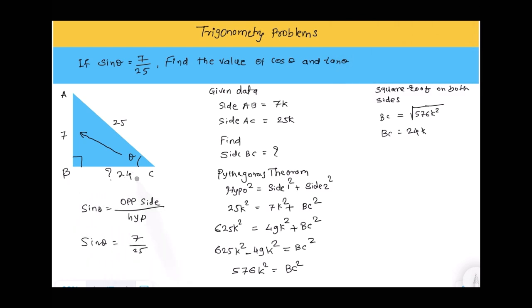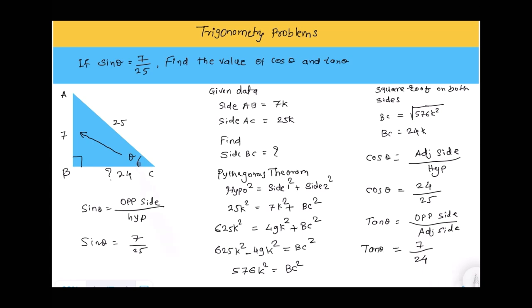So we can easily find cos theta and tan theta. Let's do that. What is cos theta? Adjacent side upon hypotenuse. The adjacent side of theta is 24, which is BC. Hypotenuse is 25, which is AC. So cos theta is 24 upon 25. And what is tan theta? Opposite side upon adjacent side. The opposite side of angle theta is AB, which is 7, and the adjacent side of angle theta is BC, which is 24. So tan theta is equal to 7 upon 24. This is how we have found the value of cos theta and tan theta.